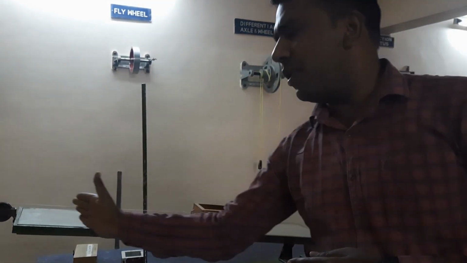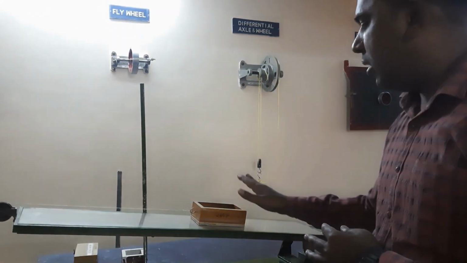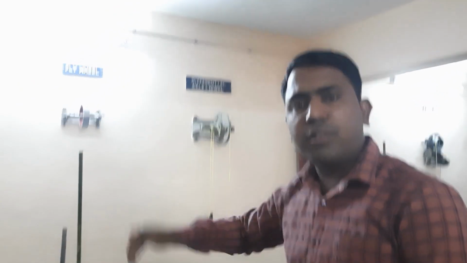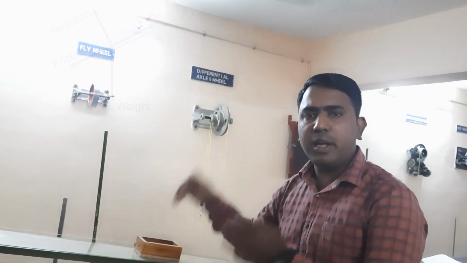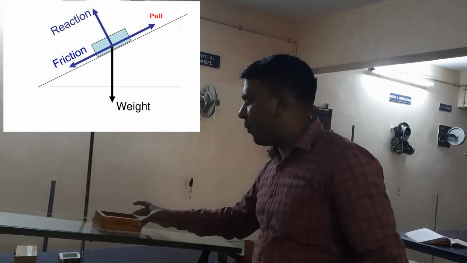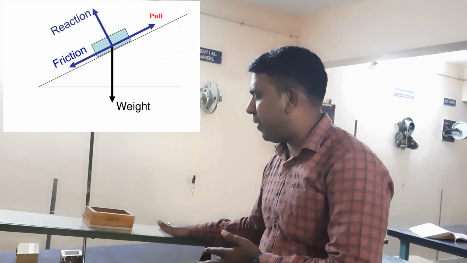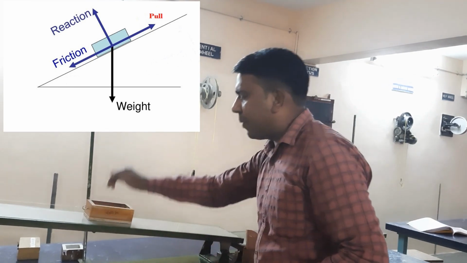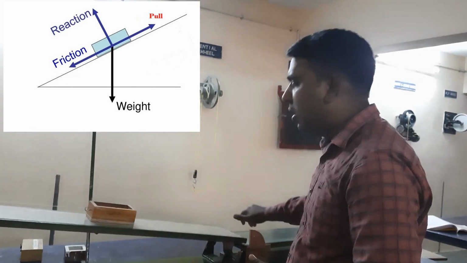Now the procedure to conduct the experiment is: we apply a known weight in the box, and then we apply effort in the effort pan to move the box in the upward direction. When the box is moving upward, there is friction between the bottom surface of the box and the glass surface. So the frictional force comes into play, and it acts in the downward direction.